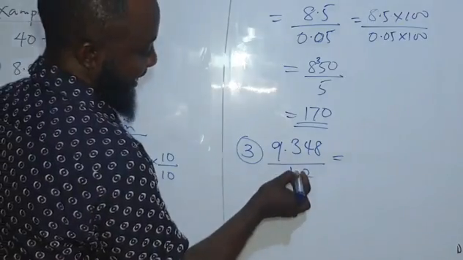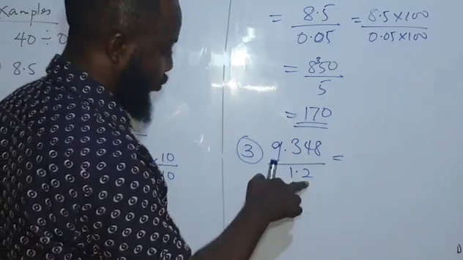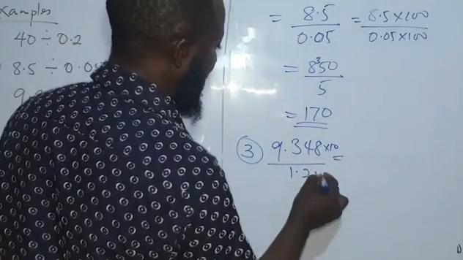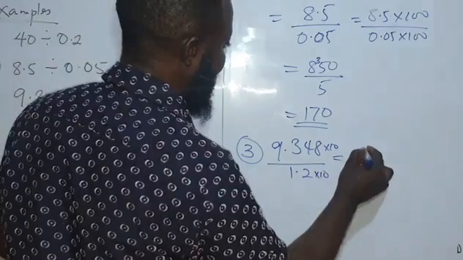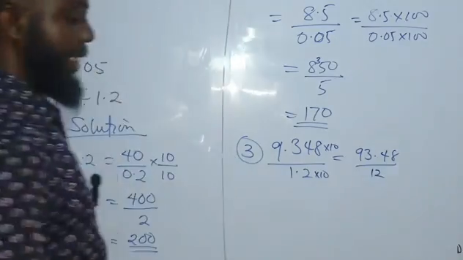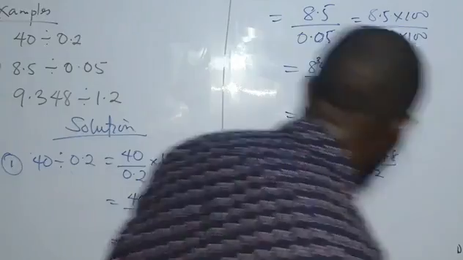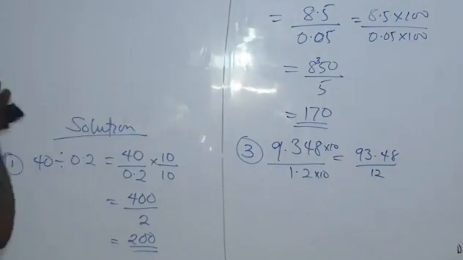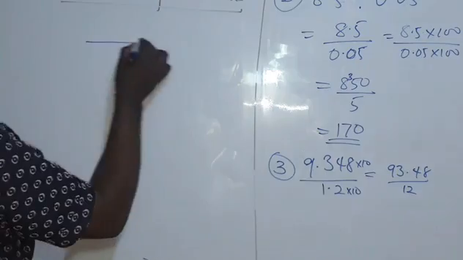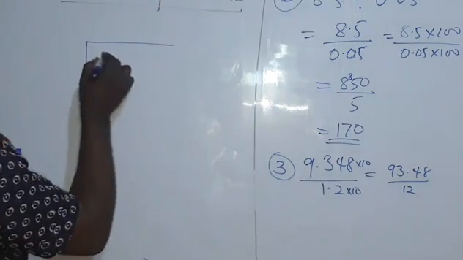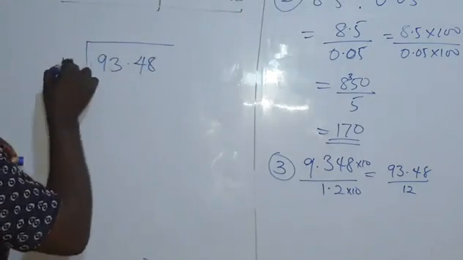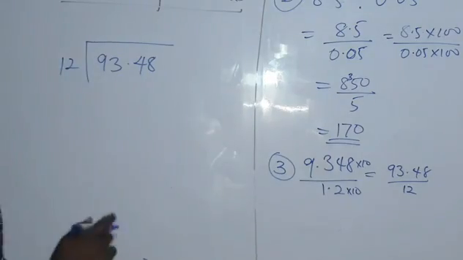How are you going to change this? It has 1 digit after the decimal, so we multiply this one by 10. That gives 93.48, and this one will be 12. So we can either use the short method of division or the long method of division. Let's use the long method, which is one of the best. So we have 93.48 divided by 12.